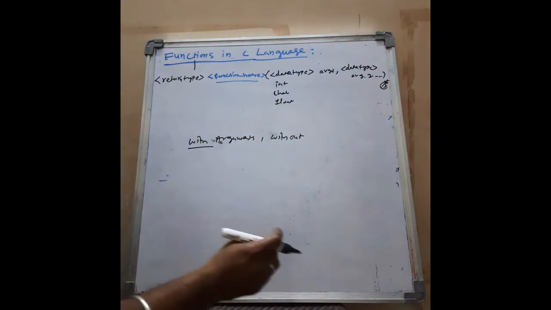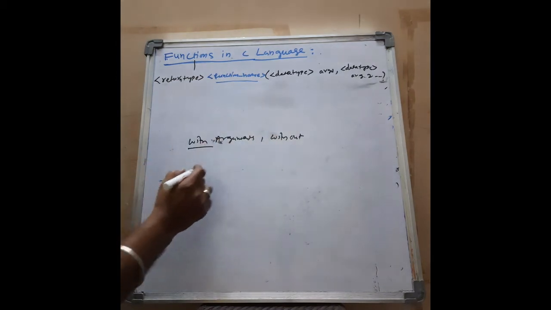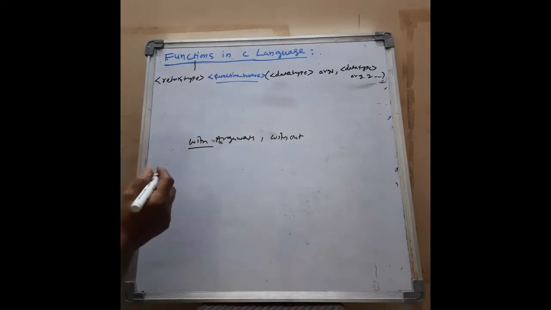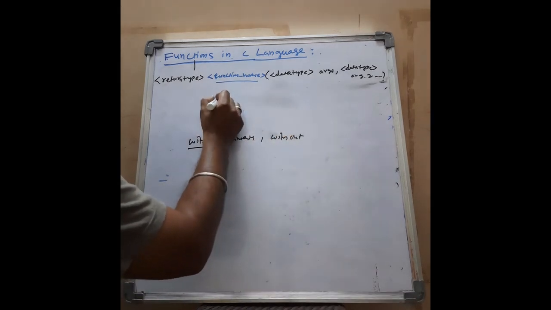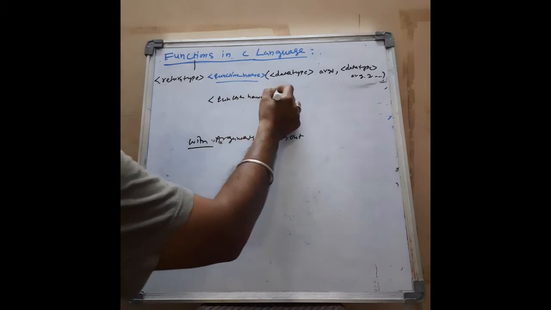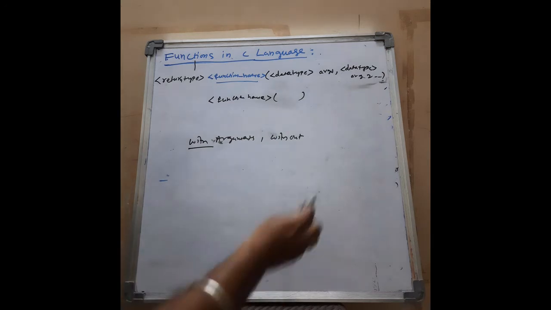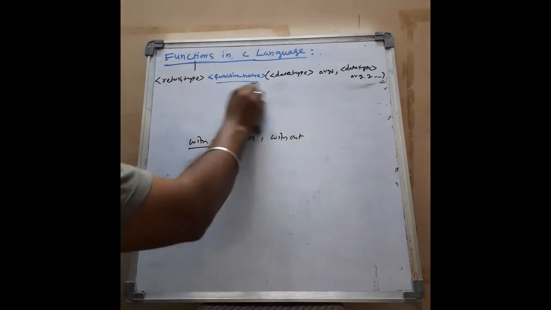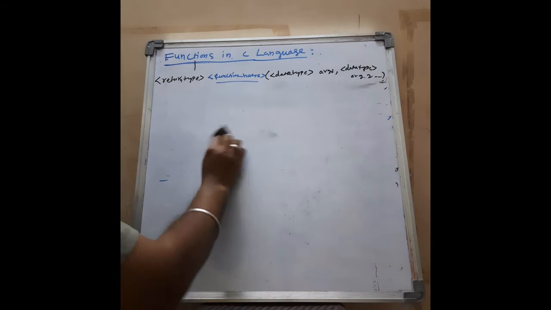You should not use a semicolon here. In case of arguments, if you don't want any argument, just keep it blank like this: the function name with empty parentheses. This means you are not assigning any argument from the main program to the subprogram. In the next classes we will discuss all the different modes of functions.